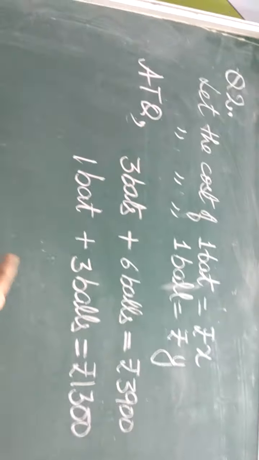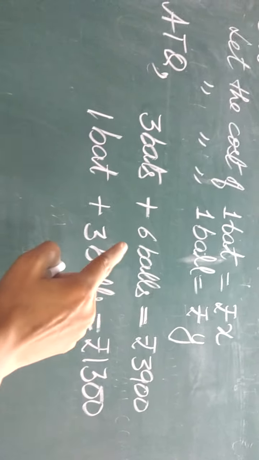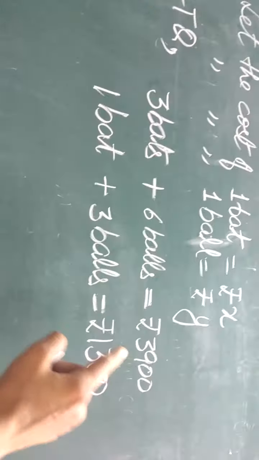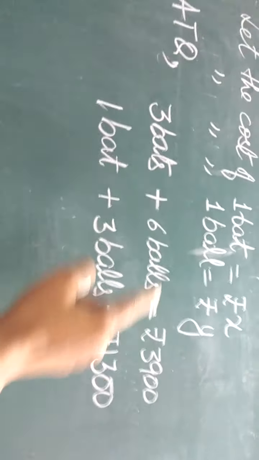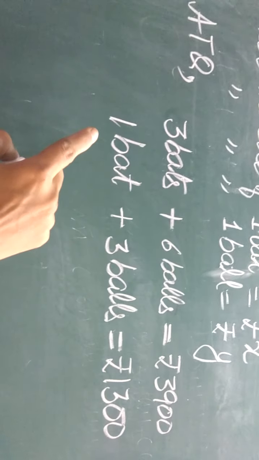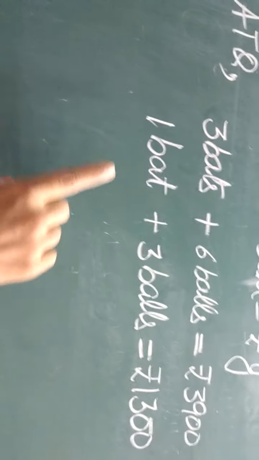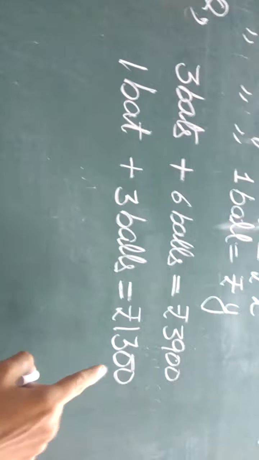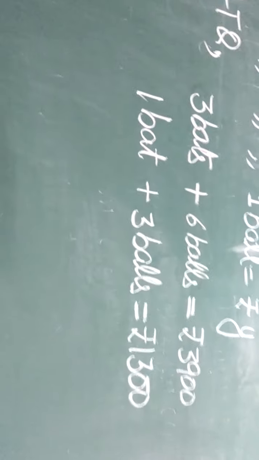Now dear students, in the first line they have given that she bought 3 bats and 6 balls for 3900, which means their combined cost is given to us. For combination we will take plus. Similarly, in the second line she bought another bat, meaning 1 bat and 3 balls for 1300 rupees. That means their combination plus 1300.